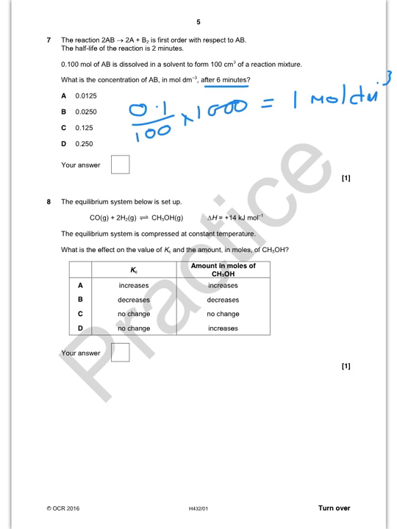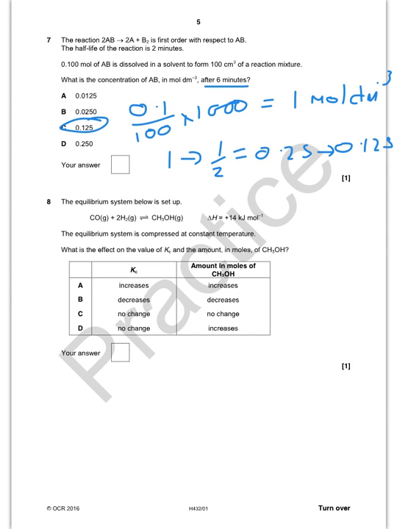So let's halve that, so it'll become a half, so 0.5, then it'll become a quarter, which is going to be 0.25, and then it will become an eighth, which is 0.125 moles per decimeter cubed, so the answer is C. So for the next one, we're going to use Le Chatelier's principle.